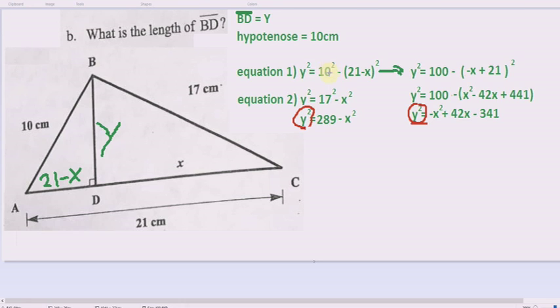Also, you'll notice I just automatically turn 10 squared into 100. Now, when I bring this minus sign and multiply it through, and then do the math on the 100 and what is going to become the negative 441, I can simplify this equation and get it down to negative x squared plus 42x minus 341.